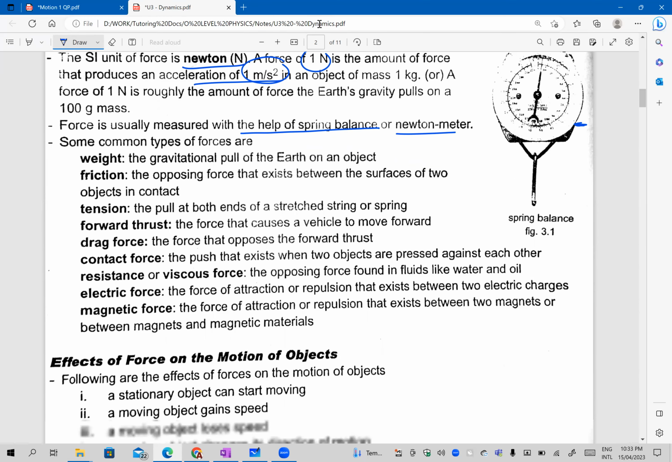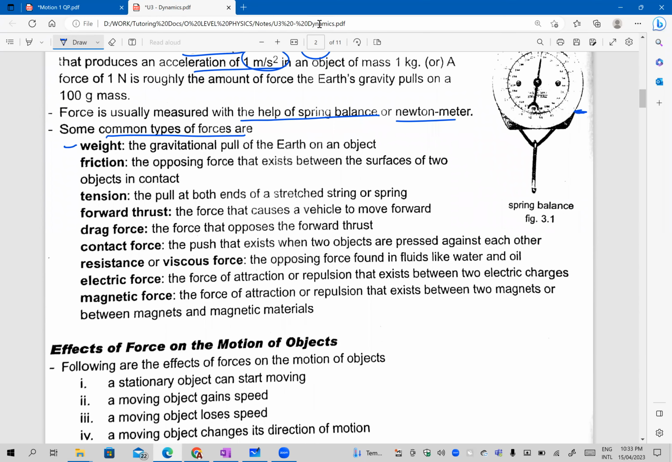So we're looking at some of the common types of forces, right? So the first one is weight, the pull of gravity. It always acts downwards, perpendicular, right? Then there's friction. Friction exists between surfaces when two surfaces are in contact, right? For example, there's a car moving on a road. The car's forward thrust acts towards the right hand side. The car's friction would act towards the left hand side. And this friction would basically be the opposing force over here, and it would just be generated through the contact between two surfaces.